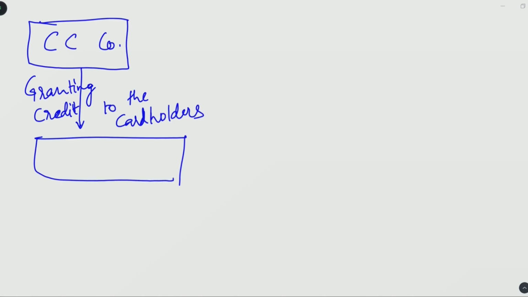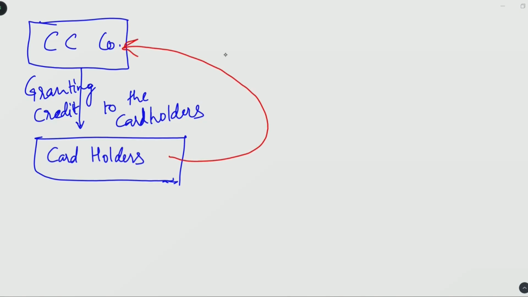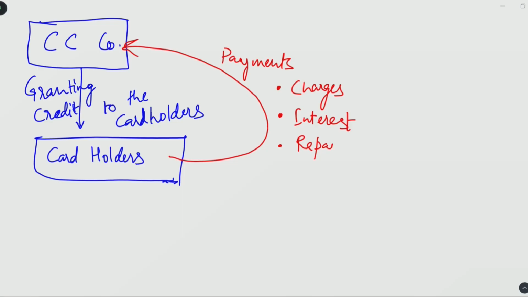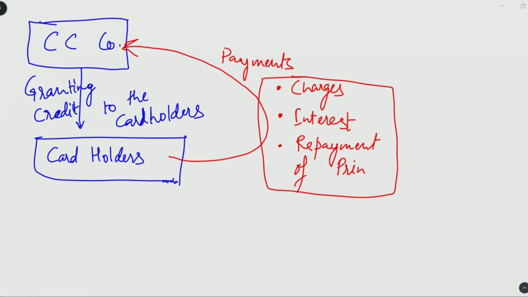So now here we have card holders. Okay, now card holders are going to make payments. Payments in the form of number 1, charges, number 2, interest, and number 3 could be repayment of principal. So these payments they are going to make to the credit card company.